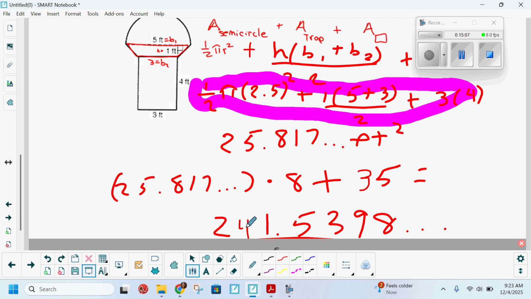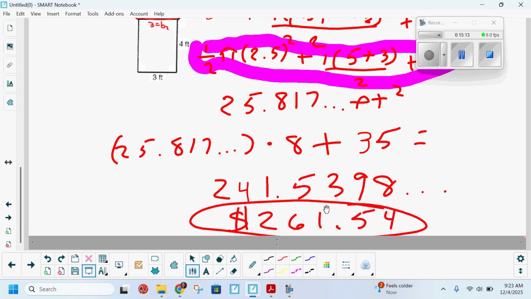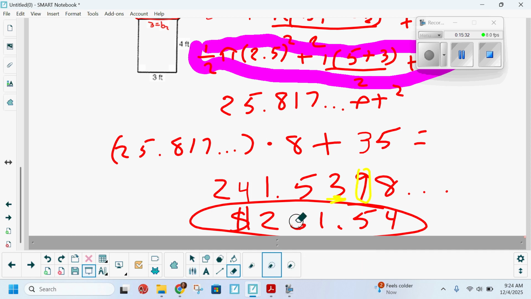Okay, so I did this whole thing in my calculator, and I have $241.5398... They want me to round to the nearest cent, so that's going to be right here, nearest cent. So if I look at the 9, it is going to make this move up to a 4. So, whoops, I gotta fix it one more time. $241.54.